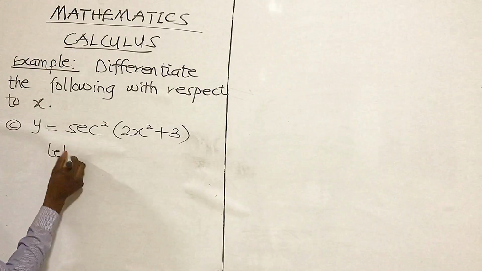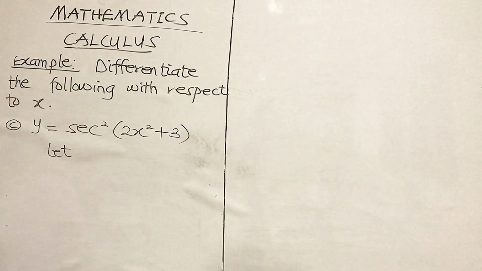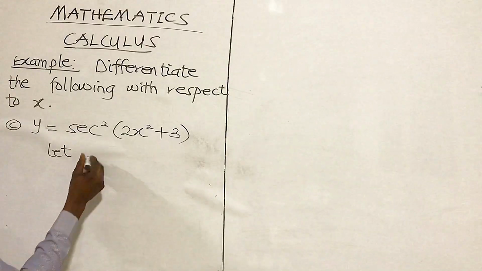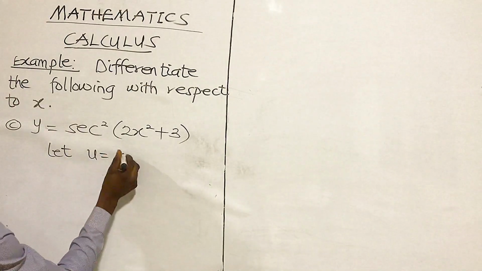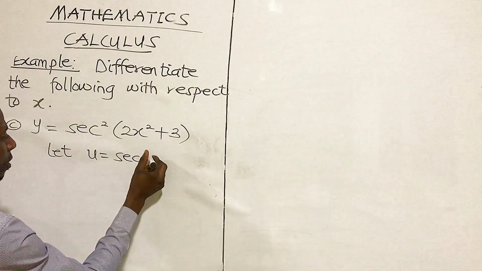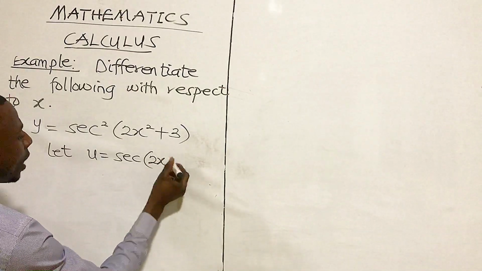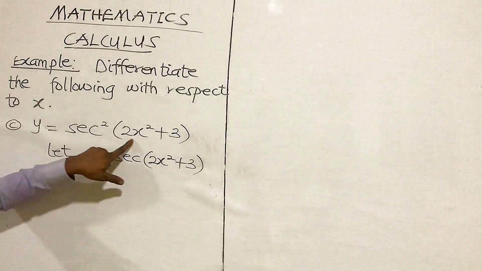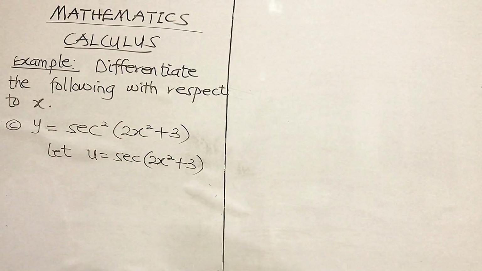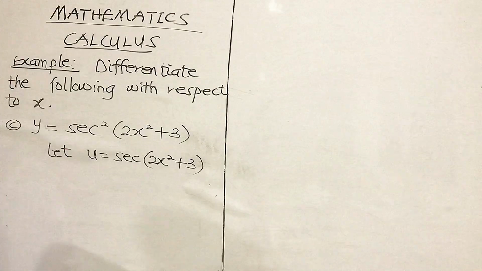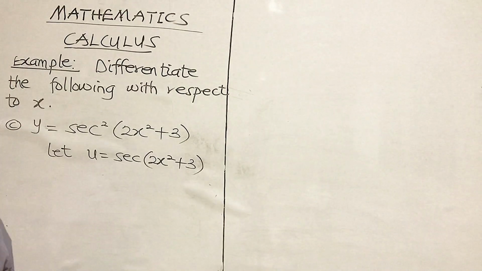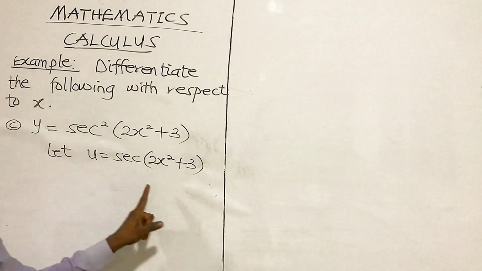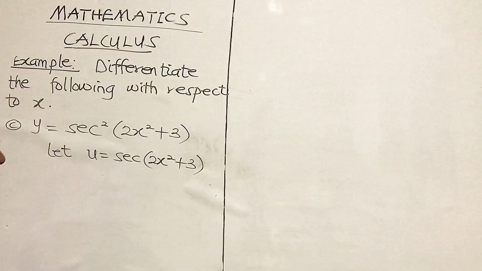So we are going to let any variable of our choice. So let's say let u be equal to sec bracket open 2x squared plus 3, because this is the function which is multiplying the sec. So from here, we are going to differentiate u with respect to x.